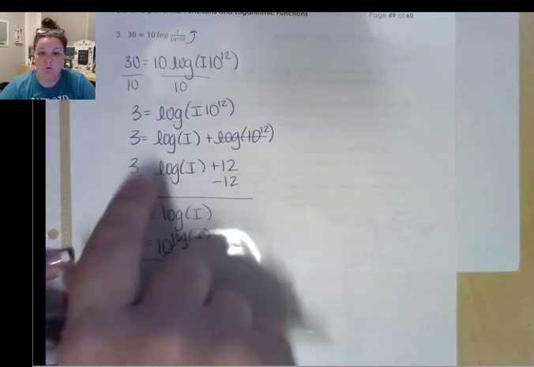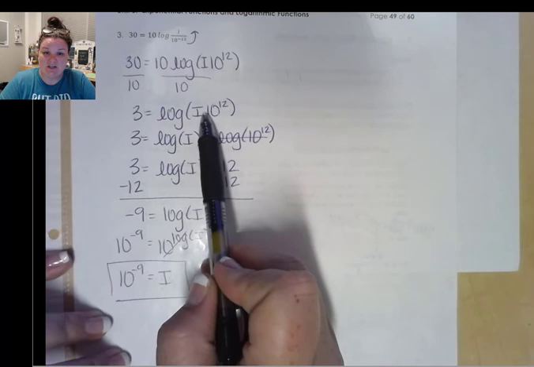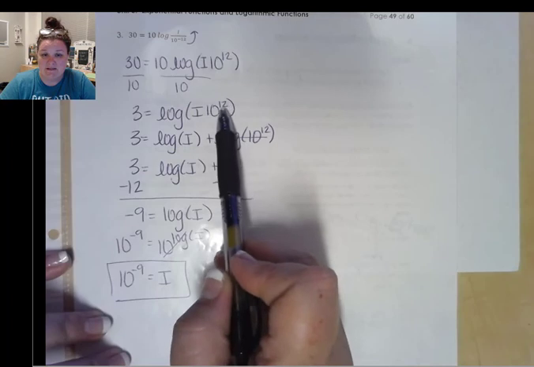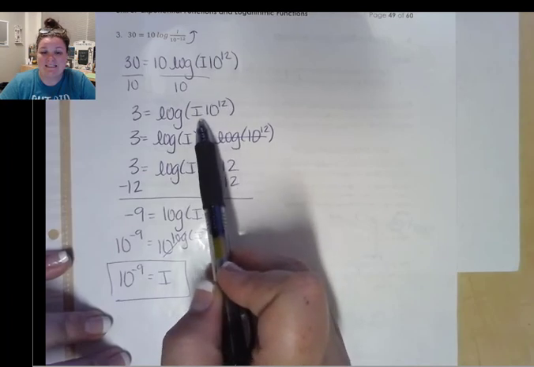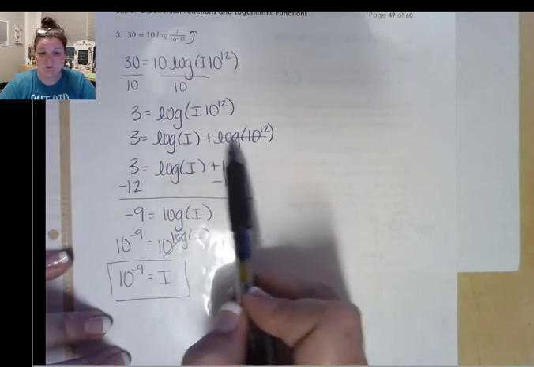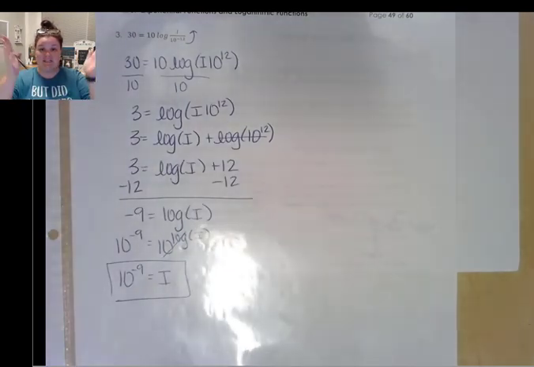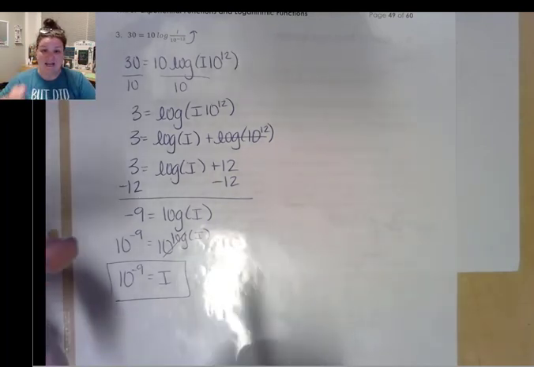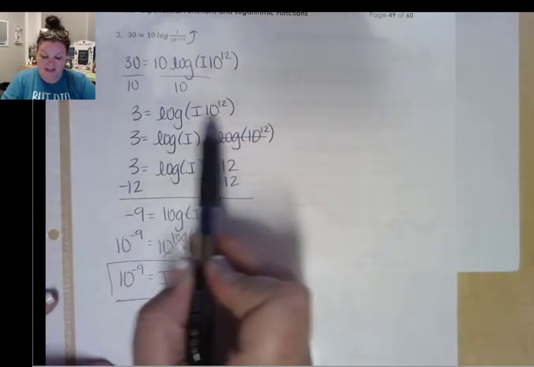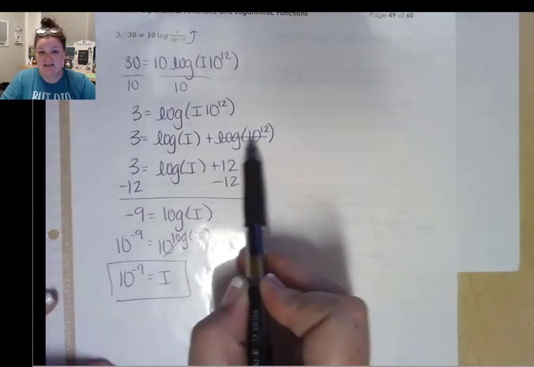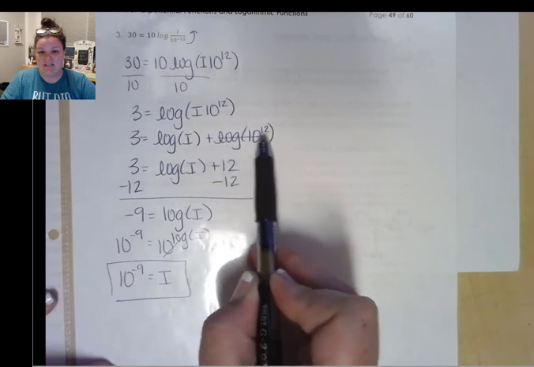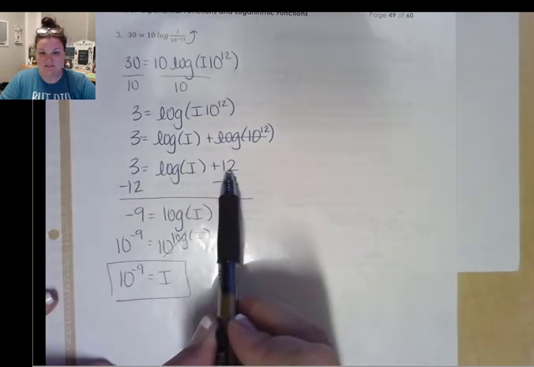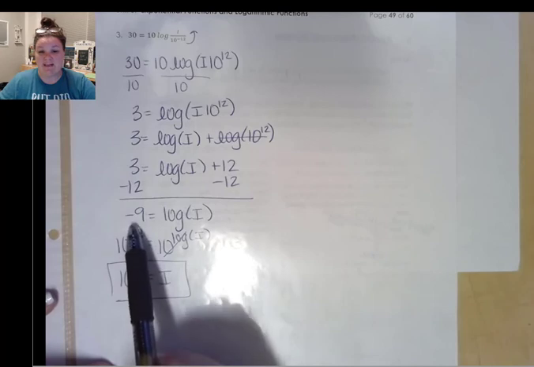Some of you did that. That's totally fine. What I did is I took this multiplication because I only care about the I. That's what we're solving for. So I could just get rid of this piece, right? So I took this multiplication and expanded it into 2 addition terms. Because we know just like addition condenses into multiplication, multiplication expands into addition. And the reason I did that is because I saw that I had a common log and a base 10. So I know this side is going to cancel out and leave me with just that 12. Okay. So I have 3 equals log I plus 12. I can move that 12 to the other side, which gives me a -9.